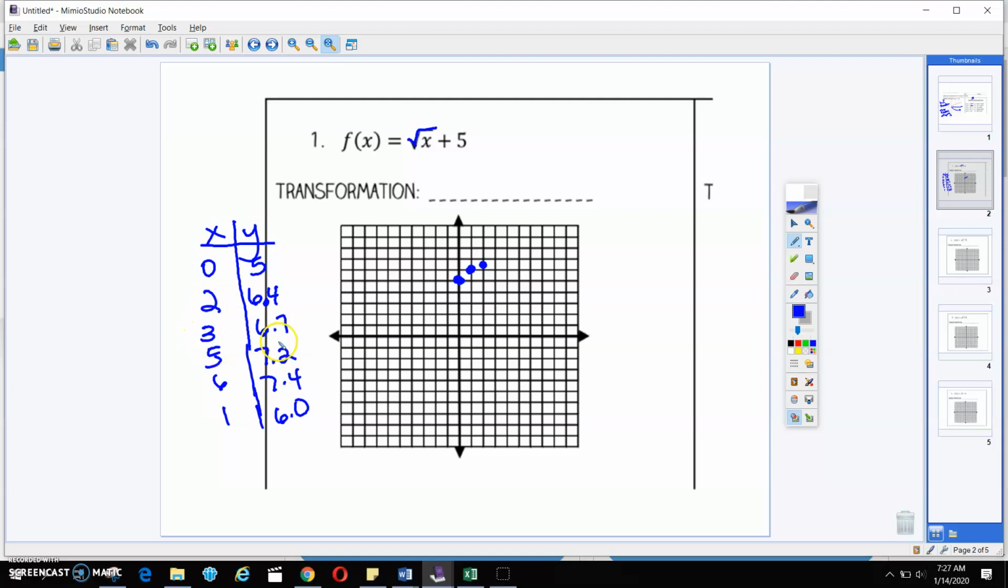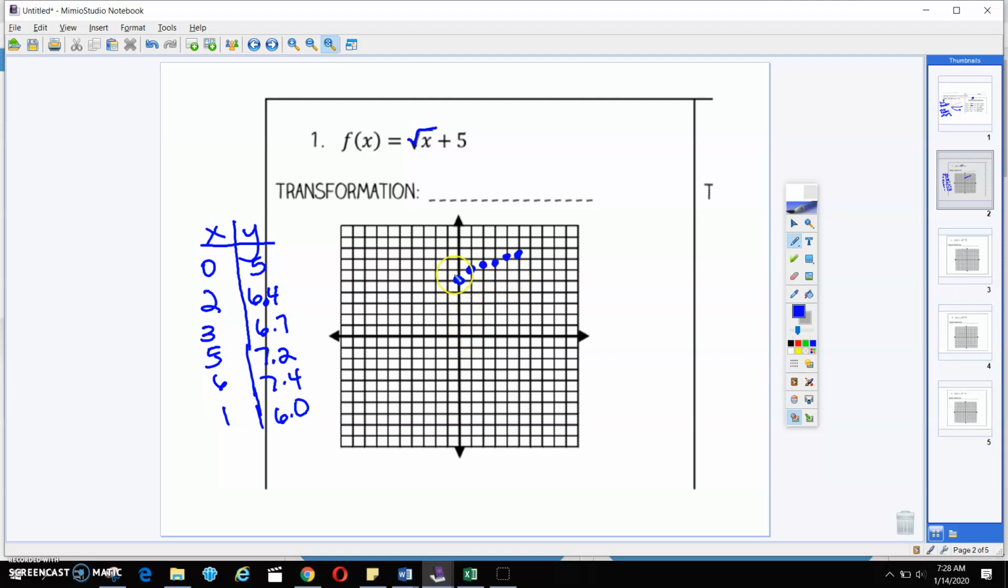3 comma 6.7. So I'm going to go over 3 and up to 6.7. Right 5 and up 7.2. And to the right 6 and 7.4. Notice how I always, when I start plotting my points, I start from 0, 0 again. I go back to 0, 0 and I say, okay, how many units over? How many units up? And you will see me do that every single time.